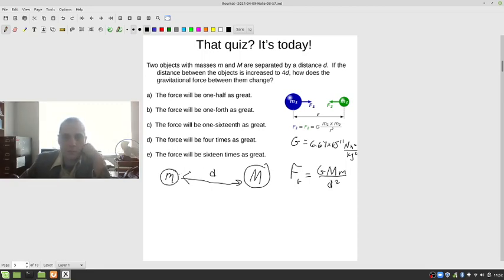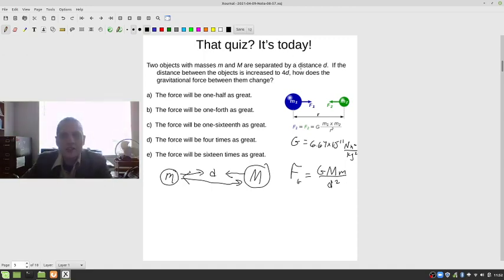And keep in mind, because of Newton's third law, the force of big M on little m is the same as the force of little m on big M. So Newton's third law says these two forces are the same. However, the little mass will experience more acceleration as a result.